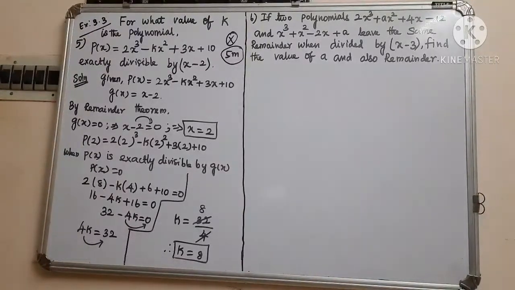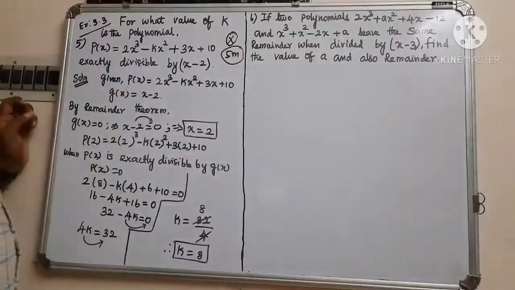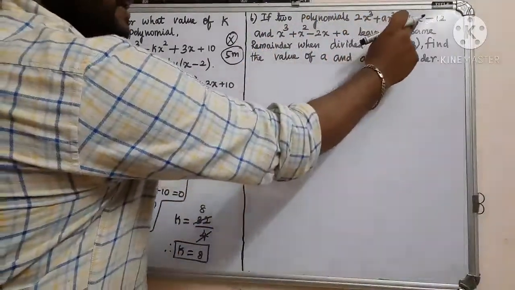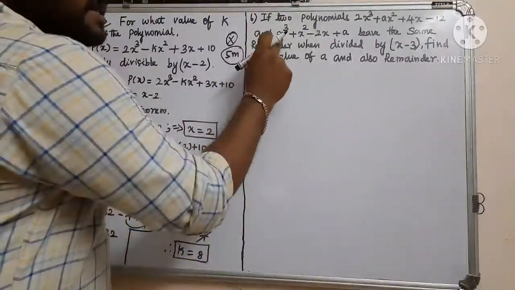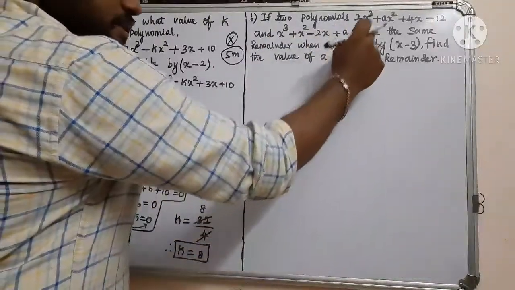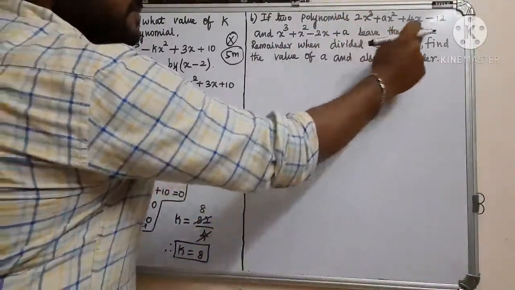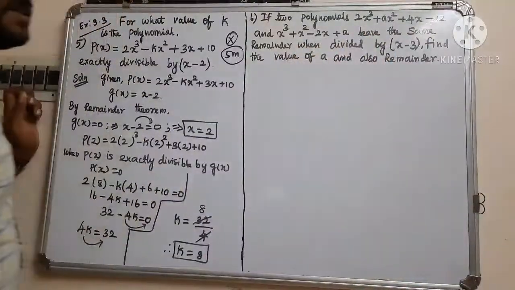Then next question, sixth question: if two polynomials, first polynomial is 2x cube plus ax square plus 4x minus 12, and second polynomial is x cube plus x square minus 2x plus a. Both polynomials leave the same remainder when divided by x minus 3.